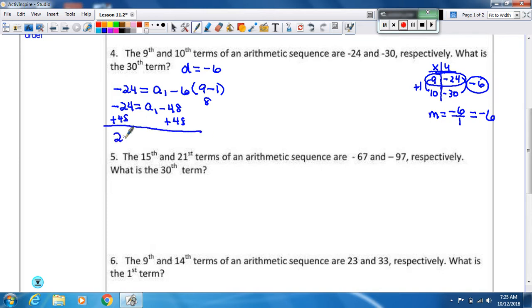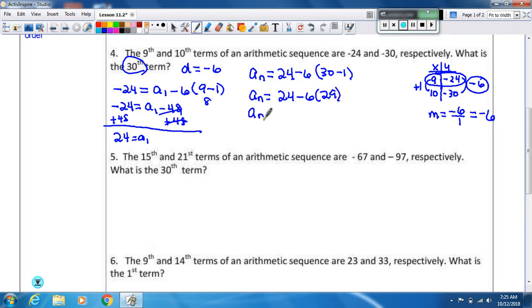So 24, A1 is 24. So now we can use the formula that we used last time. AN equals 24. The common difference is negative 6. But now we're looking for the 30th term. So N is going to be 30 this time. 30 minus 1. So AN equals 24 minus 6 times 29.